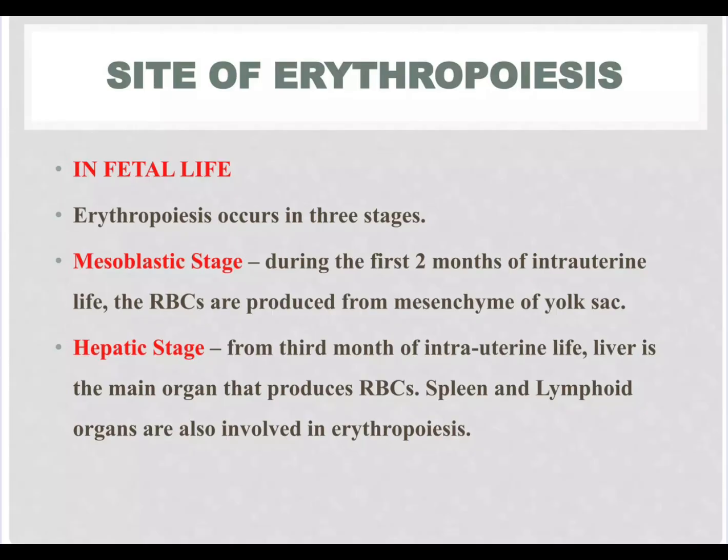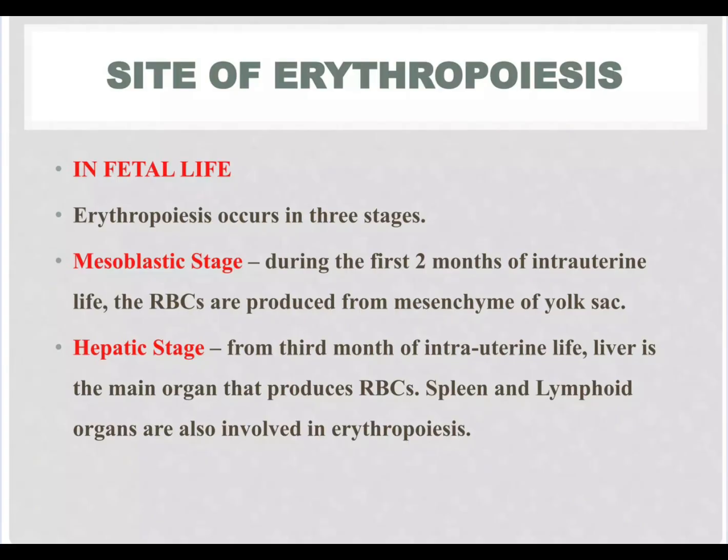In the mesoblastic stage, which occurs in the first 2 months, we have the mesenchyme of the yolk sac. The red blood cell is produced from there, but at first in the womb it is uncommitted. It's not producing specific red blood cells, it's just producing blood cells in general. So all blood cells are produced from there, and RBCs are also produced from the mesenchyme of the yolk sac in the first 2 months.